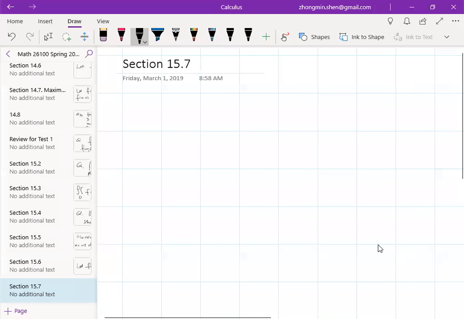High dimension case. Okay, so substitution. Suppose you consider a one-dimensional integral from a to b of f of x dx, and this function is complicated. You want to use substitution to simplify. So this is the interval from a to b.